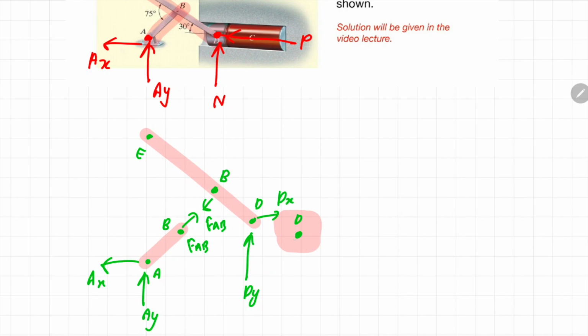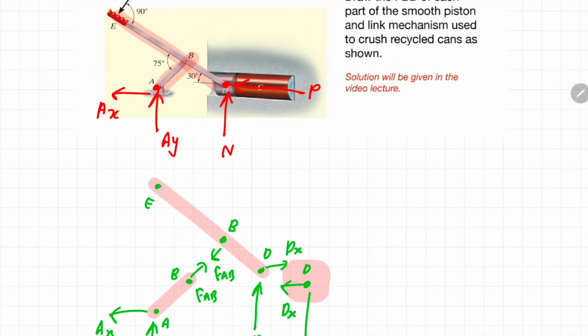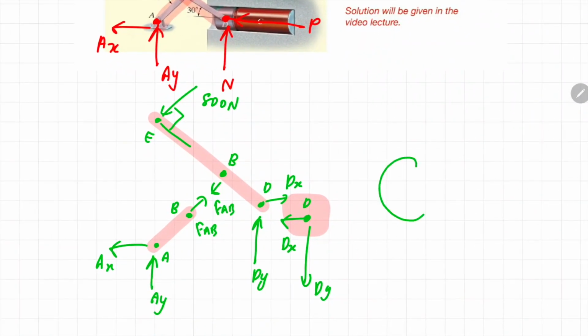At the piston over here, it will have a couple force which corresponds to the point D at another joint. So if the Dx at one member is pointed to the right, then the Dx at the piston should be pointed to the left. Accordingly in the vertical direction, if Dy in one member is pointed upward, then the Dy in the piston should be pointed downward. They should complement one another. Finally, at joint E, there is a force of 800 Newton acting towards the member. You just draw it as it is, and the angle over here is 90 degrees, and that's it. That's how you draw the free body diagram of each individual member of the can crusher.